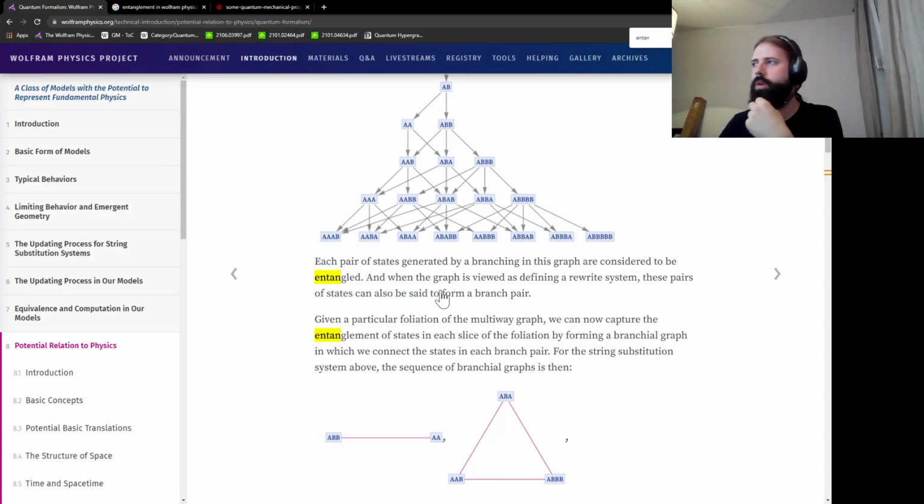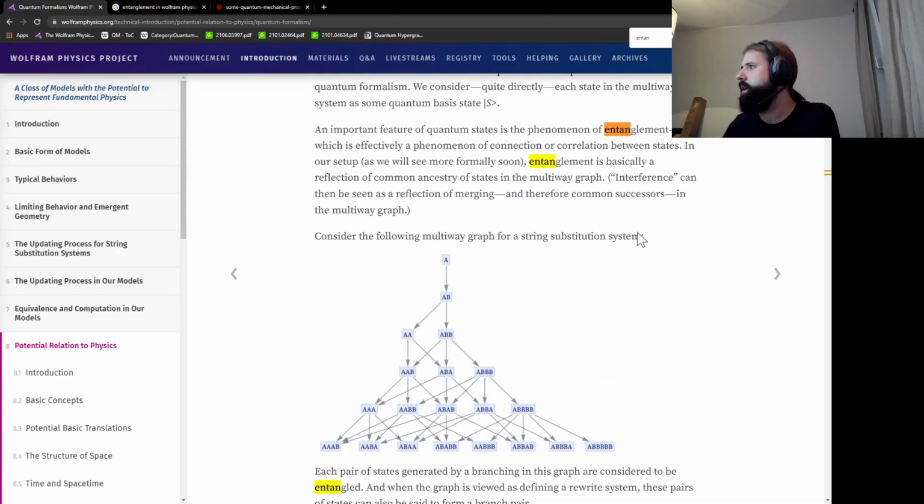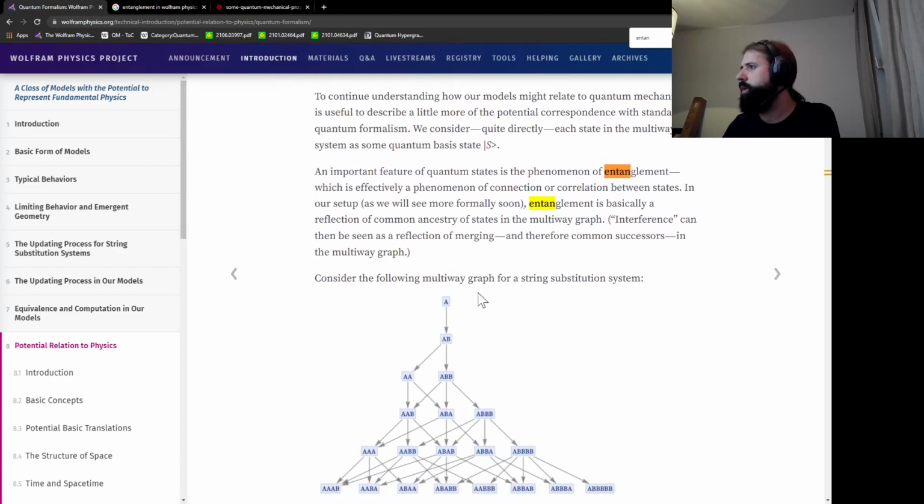I know where this is going, right? One of my intuitions is telling me that what this means is, because this is the multiway graph and this shows the evolution of a system, what you're saying is that, for example, these three states are entangled because they have the same ancestor, and they evolved out of that, and they didn't get merged, right?